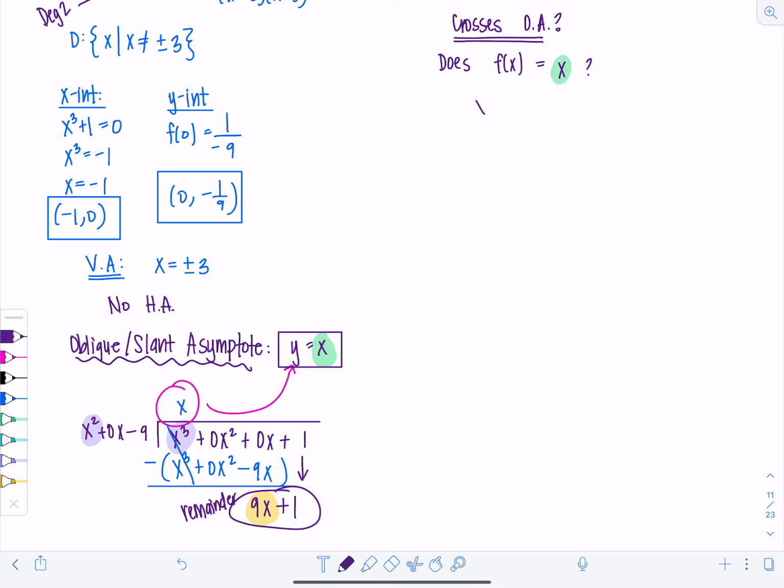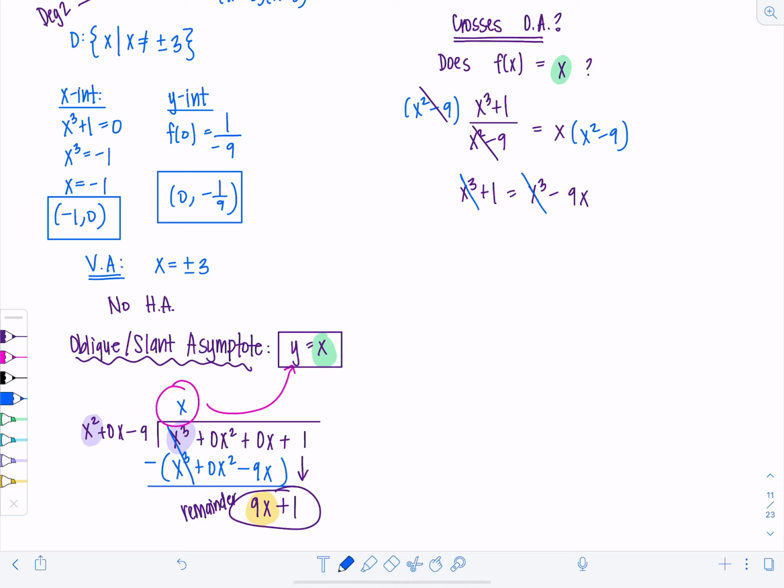Okay, so f of x is x cubed plus 1 over x squared minus 9. Does that equal x? Let's multiply both sides by x squared minus 9 and see. So here, this cancels. I have x cubed plus 1 equals x cubed minus 9x. The x cubes cancel out, and then that would give me x equals negative 1/9. So yes, it does cross.